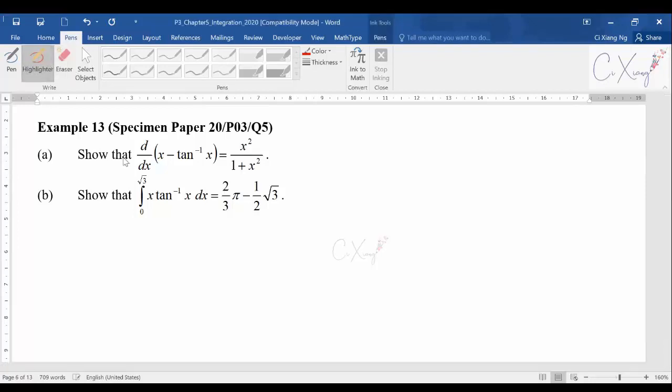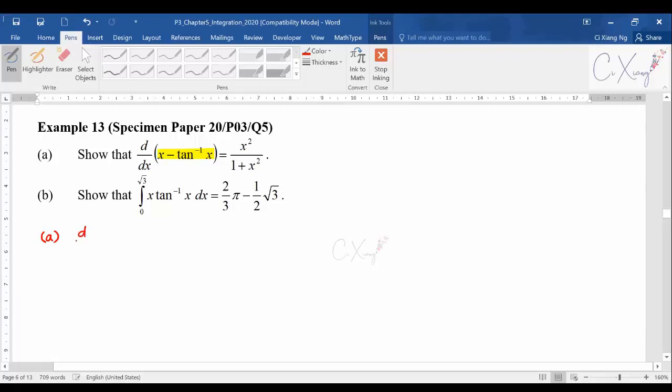In the first part, they want you to show that the differentiation of this gives an equation like that. So how can we start? I'm going to differentiate x minus tangent inverse x. We learned it before. Differentiate x, you get 1. Minus is a minus, and differentiate tangent inverse x, you get 1 over x squared plus 1.